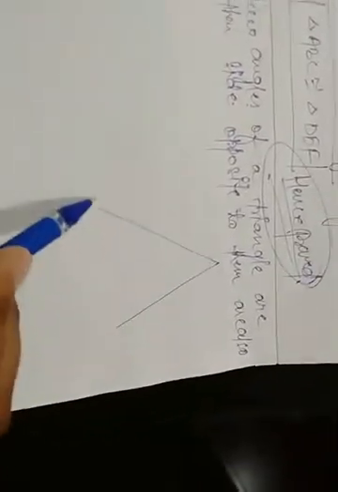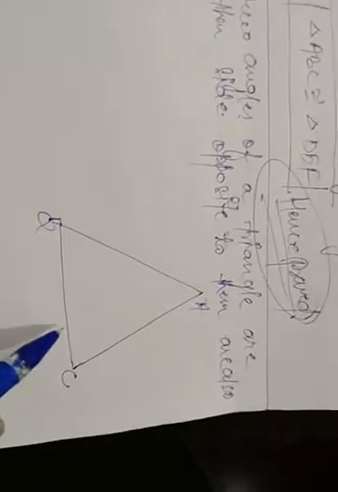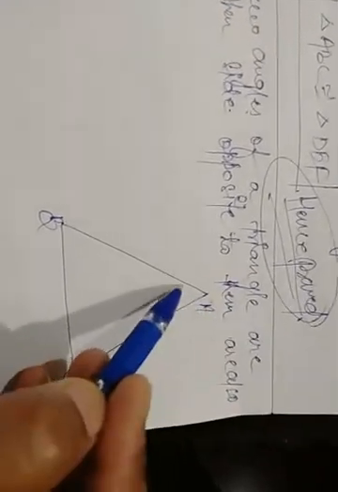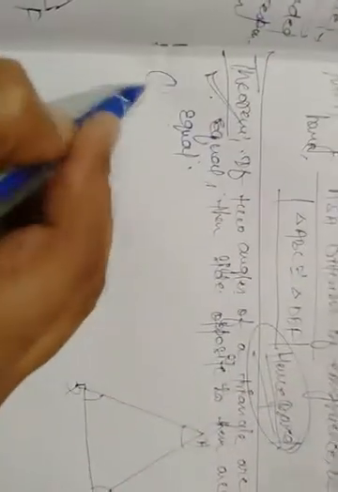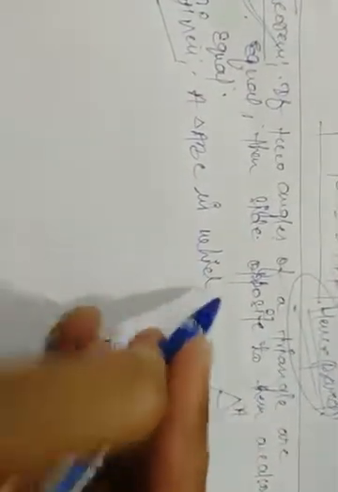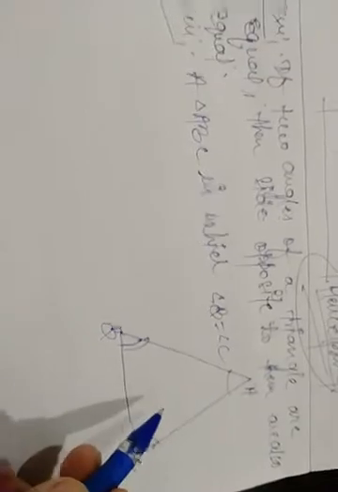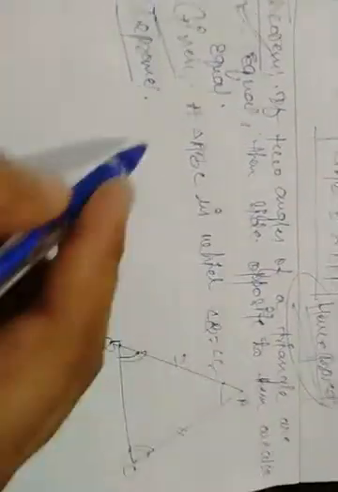Let's see. First of all, we draw a triangle ABC, in which we take angle B equal to angle C. First we write the given: a triangle ABC in which angle B is equal to angle C. To prove: AB is equal to AC.